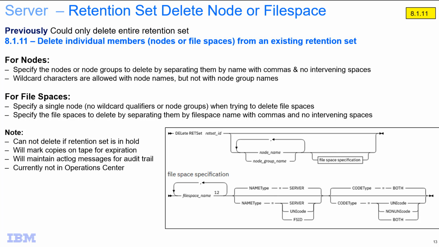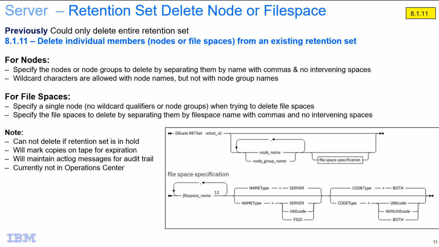So for nodes, you will specify the node or node groups to be deleted, separating them with a comma. And wildcards are allowed with node names, but not with node group names. For file spaces, you'll specify a single node when trying to delete that file space, and specify the file spaces to delete by separating them by file space name with commas, and once again, no spaces.